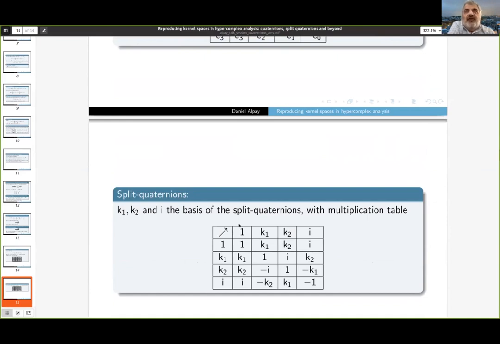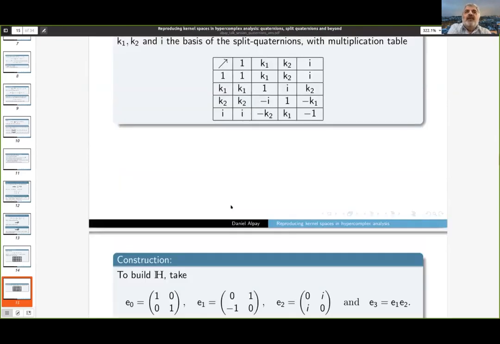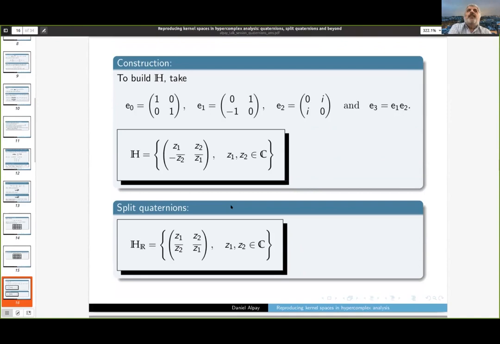It's a bit difficult to see what it is, but the next slide will show it in a better way, because we have here the construction, let's say, of the quaternions and of the split quaternions. So the quaternions, you can view them as matrices with complex entries, Z1, Z2, minus Z2 bar, Z1 bar, and split quaternions, you can view them without the minus here. And the lack of this minus will create very interesting situations I will explain.